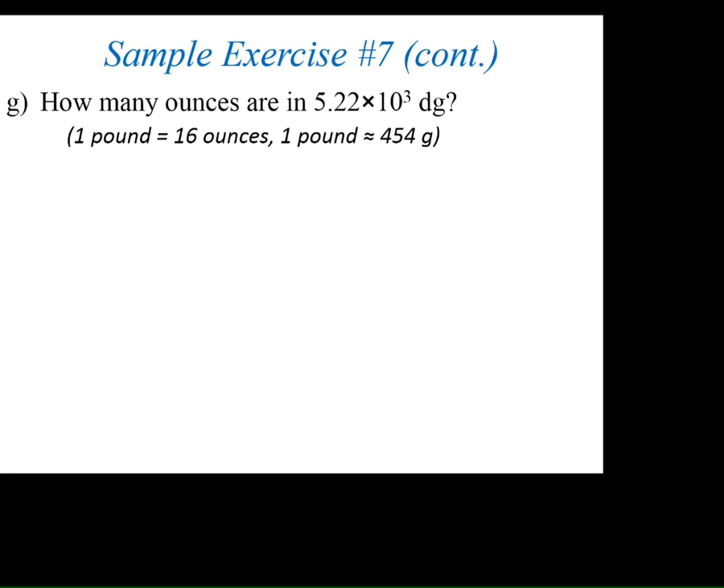Okay, so let's try G. How many ounces are in 5.22 times 10 to the third? What the heck is a DG? D means deci, right? You learned that, hopefully? Decigrams. So let's try this real quick.